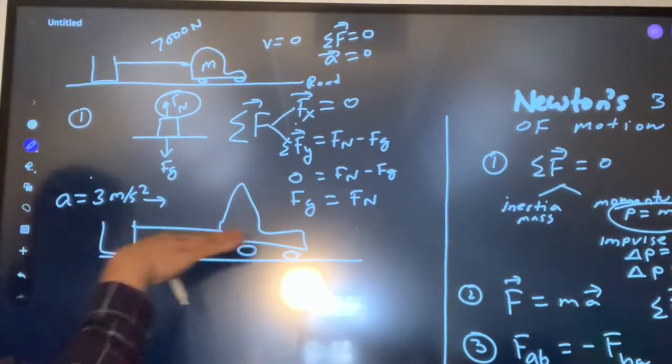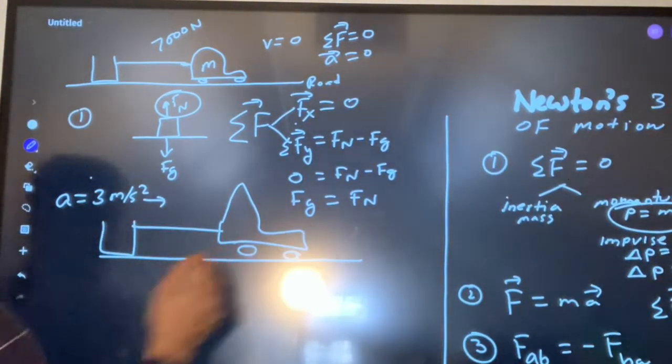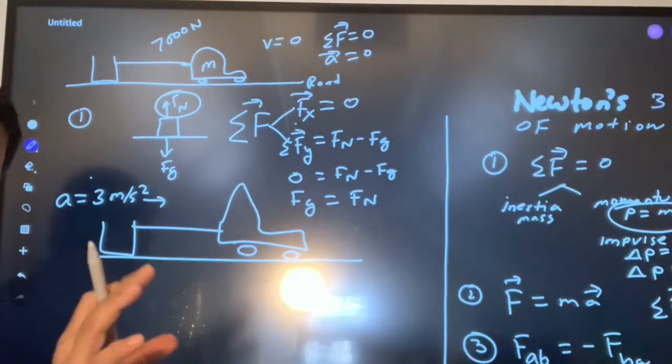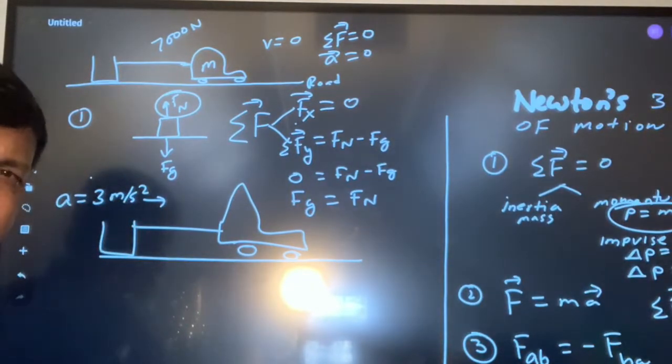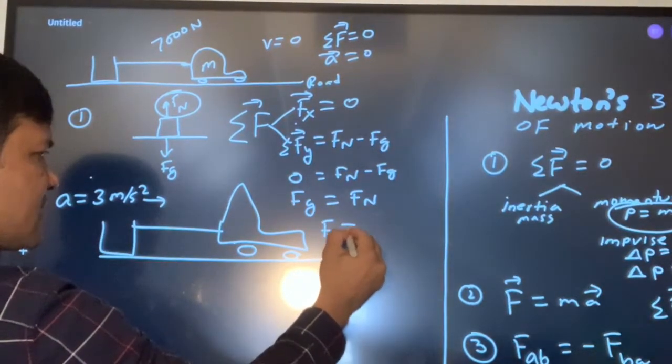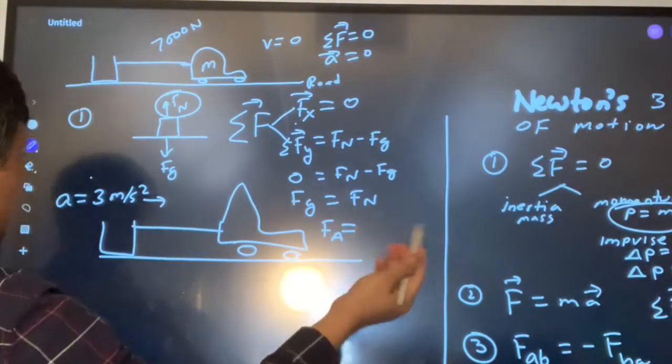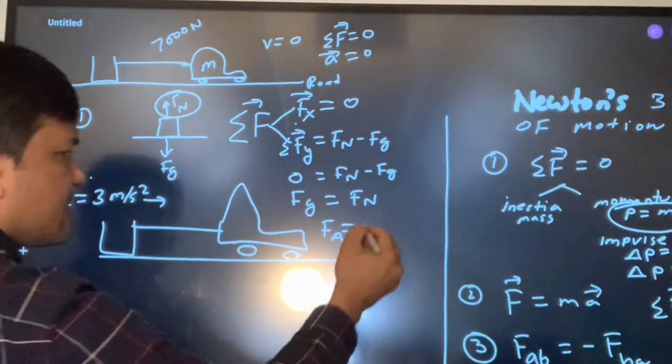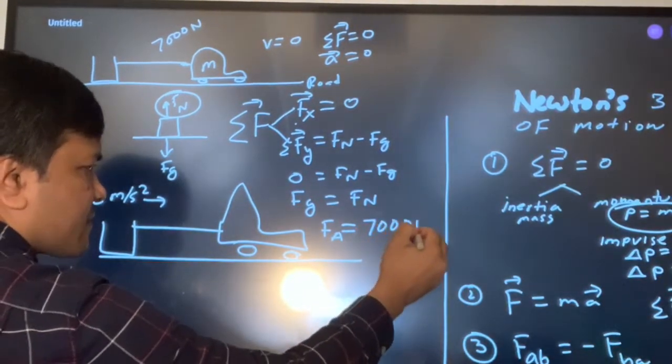That means there is an applied force in that direction. How much is the applied force? Understand that the applied force is always in the direction of the acceleration. So then the applied force has to be, let's see, what is a good number? I don't know, 7,000 Newton.